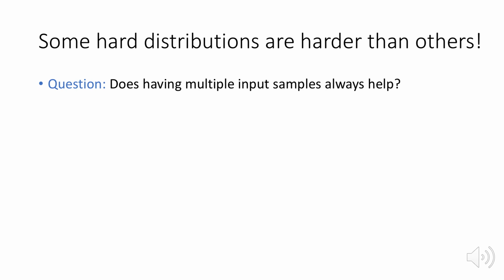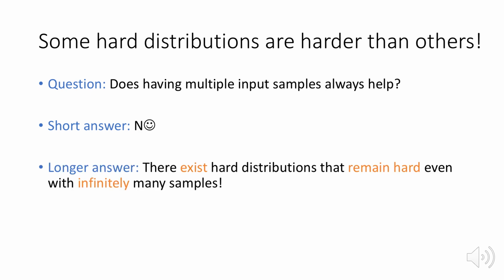Shawty examples tell us, among the hard distributions in the single sample setting, some become easier if we allow access to multiple samples. Then a natural question is, does having multiple samples help for any distribution? This is the main question we address in this work. Our short answer is no. And our longer answer is, for any Boolean function, there exist hard distributions that remain hard even with infinitely many samples. In this sense, these distributions are even harder than the other hard distributions in the single sample setting, such as Shawty examples.